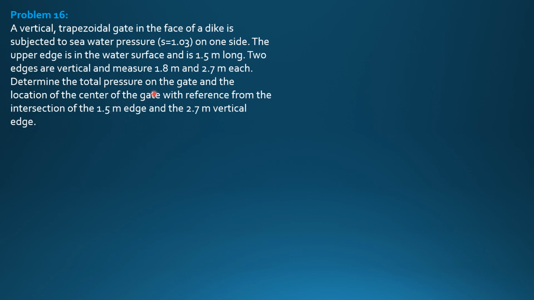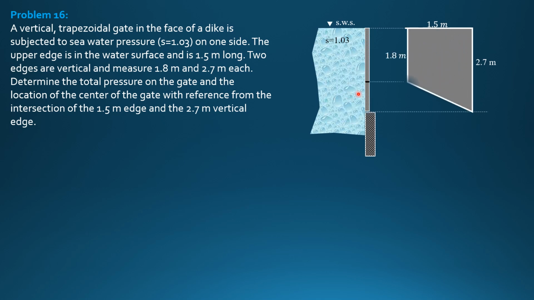So determine the total pressure on the gate and the location of the center of pressure of the gate with reference from the intersection of the 1.5 meter edge and the 2.7 meter vertical edge. So let's have the figure. Let us say these are the two vertical edges, the horizontal top edge flush with the seawater surface of specific gravity 1.03. With reference to this corner here, we locate the center of pressure.